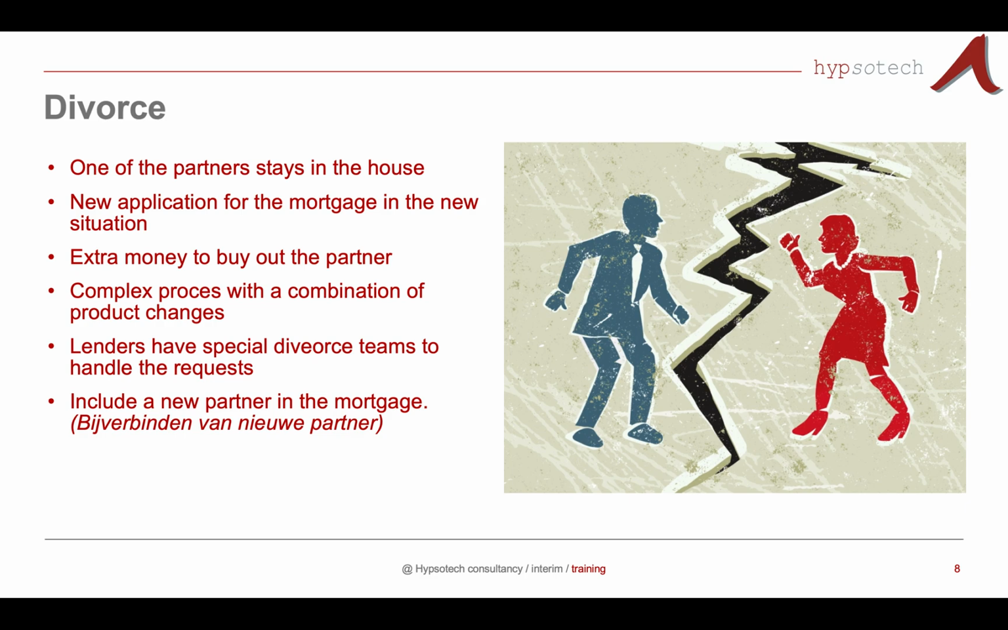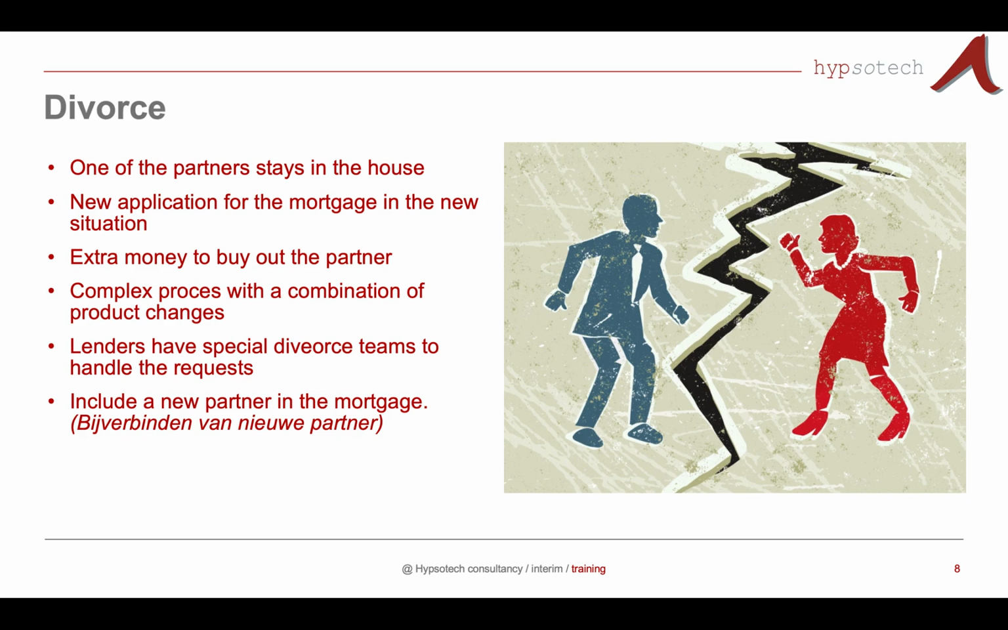Divorce. Yes, that's a big issue when you do the mortgage administration, because it's an accumulation of a number of changes to the product. One of the partners stays in the house, and so there has to be a new application for the mortgage, because the lender wants to sort out if the partner can pay the mortgage on his own. And sometimes he needs extra money to buy out the leaving partner, and there can be more changes at the same time.